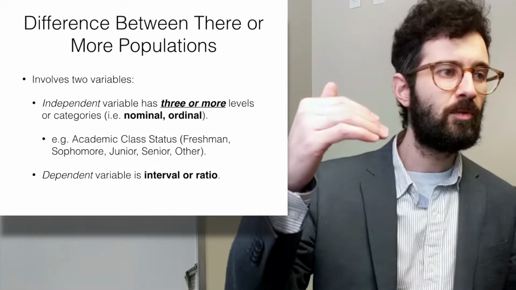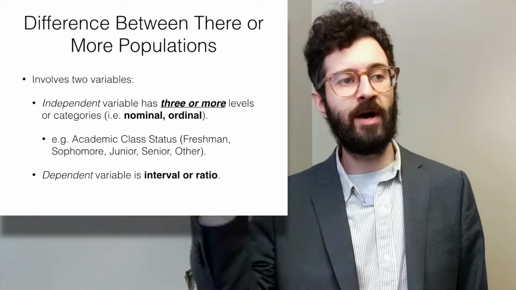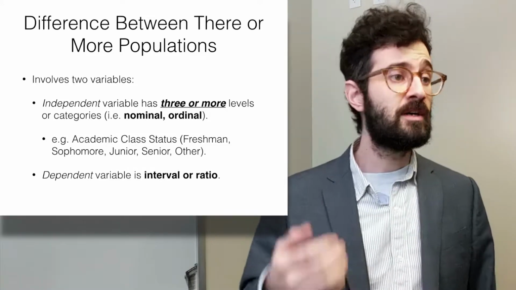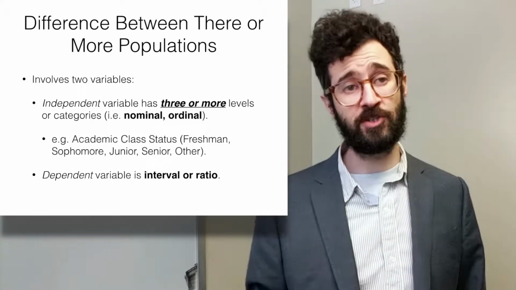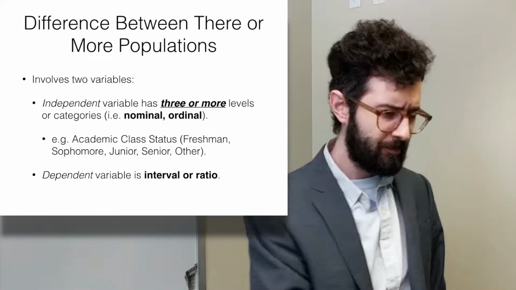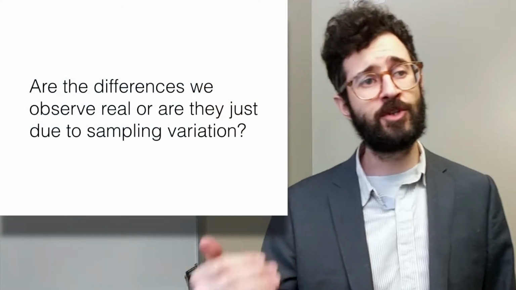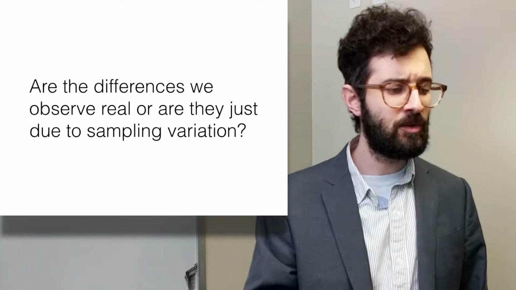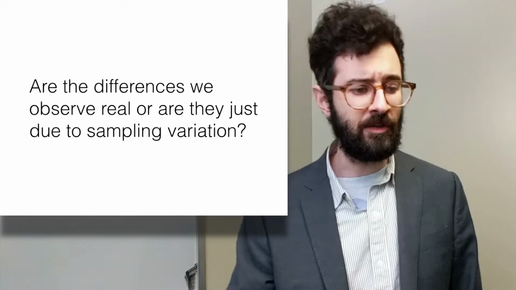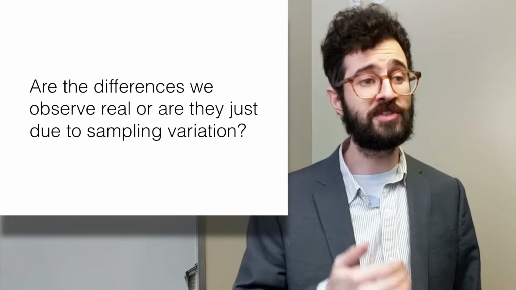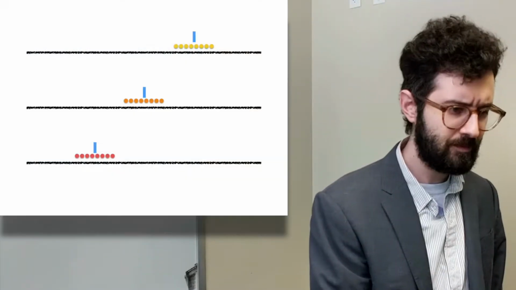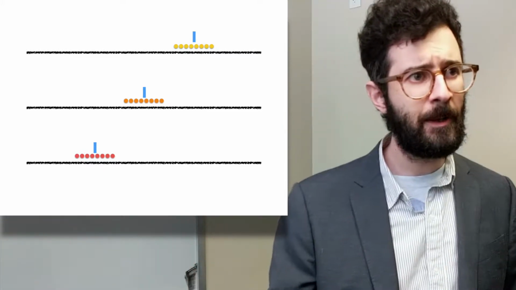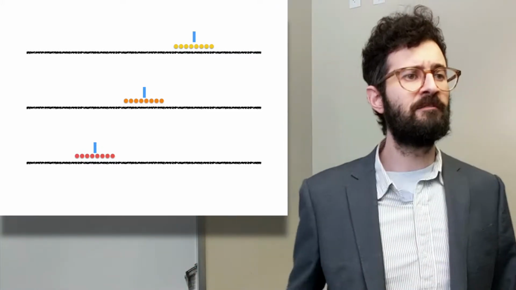So we're in this situation where we want to know about certain things in life, and to do that, it might involve comparing multiple populations, so maybe three or more. Similar to the two population situation, we have to ask ourselves, are the differences we observe in our sample real, or are they just due to sampling variation? Now, before we talk about the statistical tests that allow us to do that, we need to talk a little bit about variation.